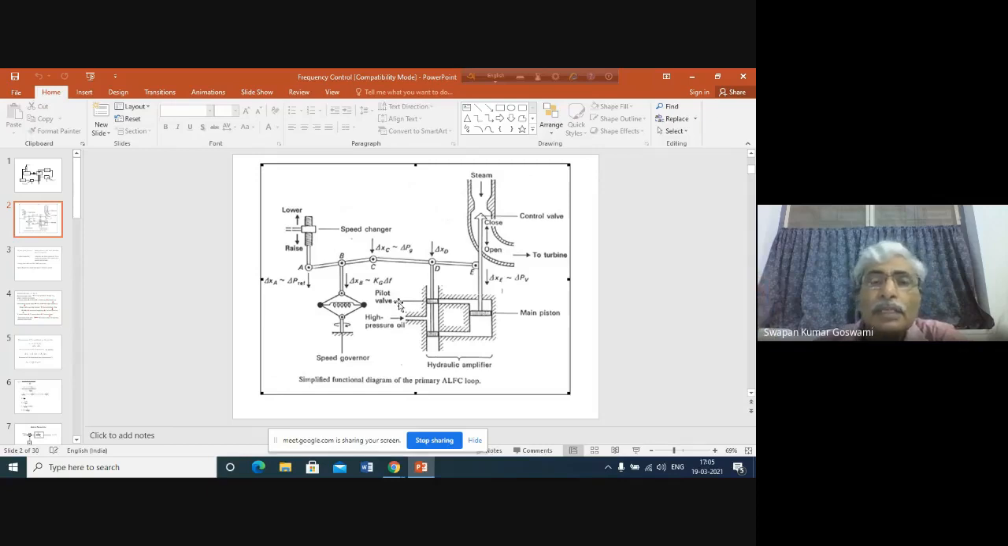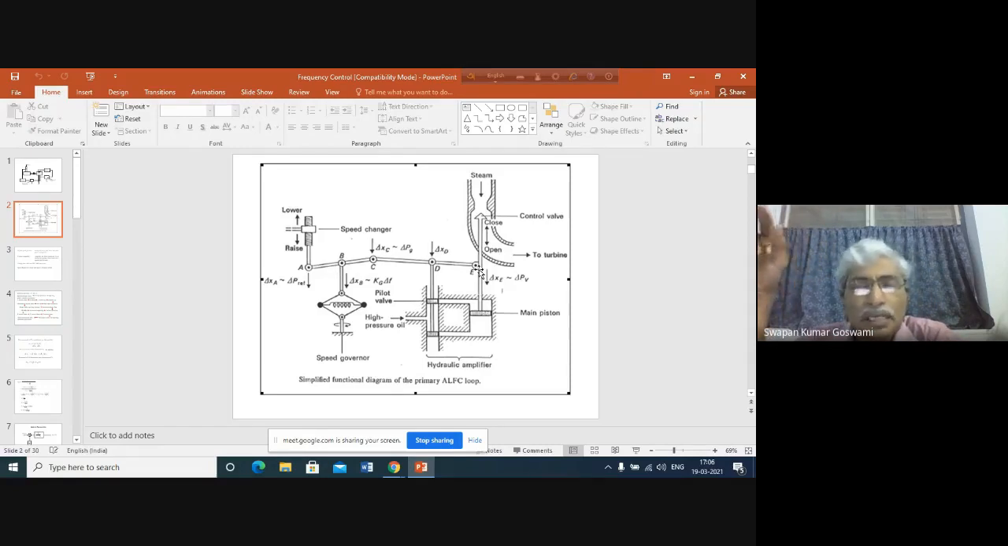So if the generator speed becomes above synchronous, then the flyballs will move at a speed above synchronous. There will be more tension on the flyballs. As a result, B will come down, which means a positive movement of B will be created. So a positive movement of B is being created by the change in frequency or the change in speed. Since we want to represent it in terms of frequency, that's why we are writing K1 times delta F.